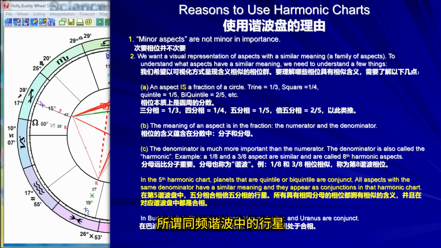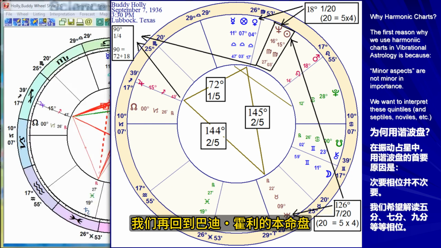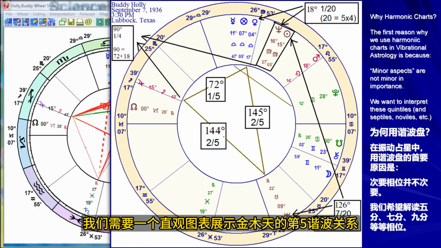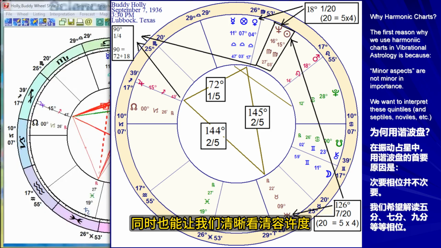We want to see planets that are in what's called the same harmonic. Harmonic is another word for denominator. So let's go back to Buddy Holly's natal chart. These fifths, we call it fifth harmonic. Harmonic just means denominator, because an aspect is a fraction of a circle. We want some kind of diagram to show us that Venus and Jupiter and Uranus are in fifth harmonic to each other, and we want to see the orbs more clearly. And the harmonic chart will do that. And it will do a lot more. We'll talk about all these other things in a minute that the harmonic chart will also show us. But right now, taking one step at a time, it's going to show us this very clearly.